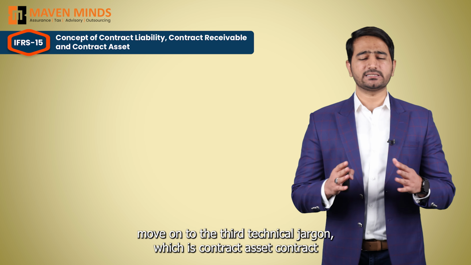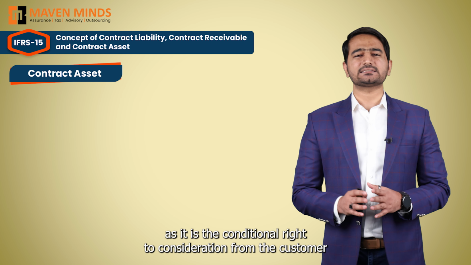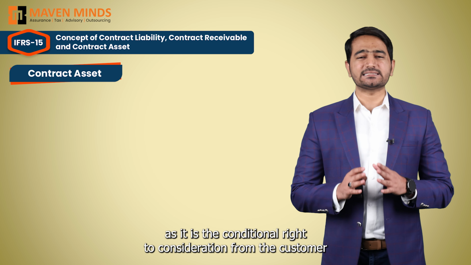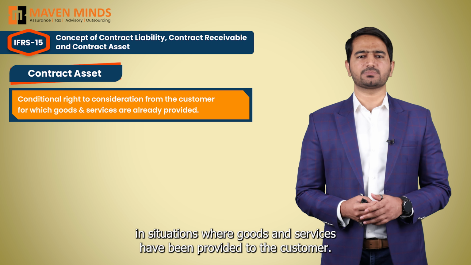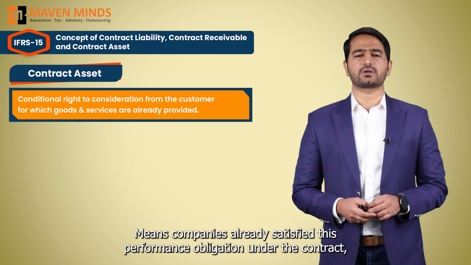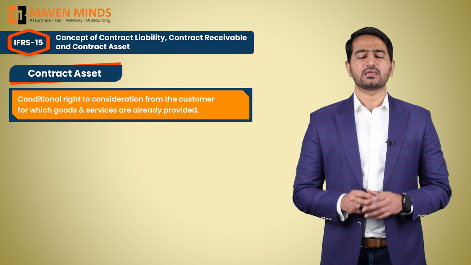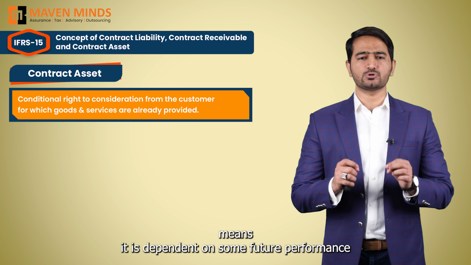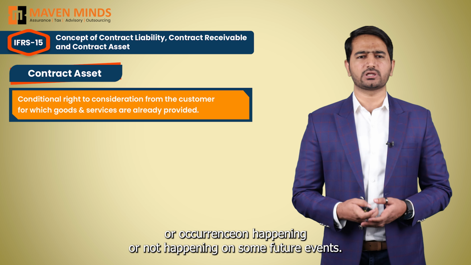Now let's move on to the third technical jargon, which is contract asset. Contract asset is the conditional right to consideration from the customer for which goods and services have already been provided. In situations where goods and services have been provided to the customer, meaning the company has already satisfied its performance obligation under the contract, but consideration for such goods and services is conditional, meaning it is dependent on some future performance or occurrence or on happening or non-happening of some future events.